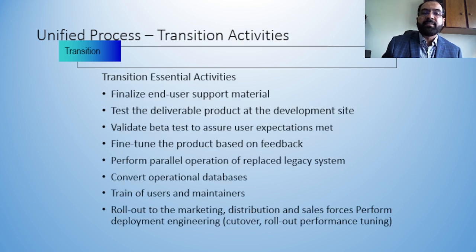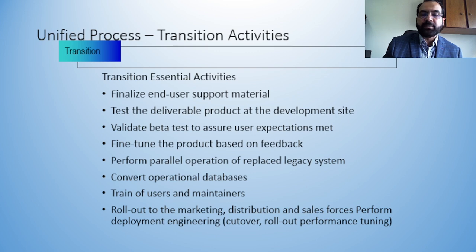Finalize the supporting material, that is one of the activities. Test the deliverable product, validate the beta test, and fine-tune the product based on the feedback, not major tuning but fine tuning. Then there is parallel operation of the replaced legacy system. Sometimes we have a legacy system and a new system has to be implemented, so sometimes we go for parallel operation. One is there already and you have implemented the new one. So how can you go about the implementation of that?